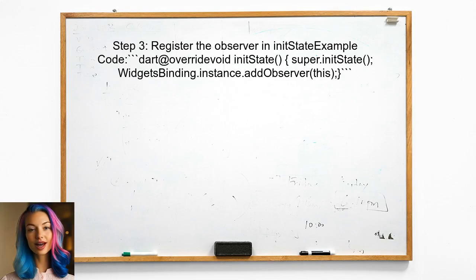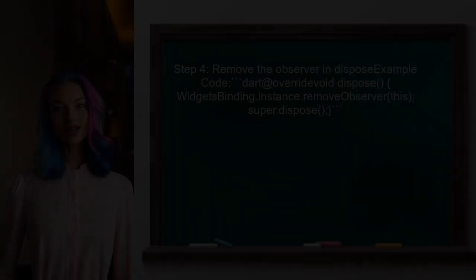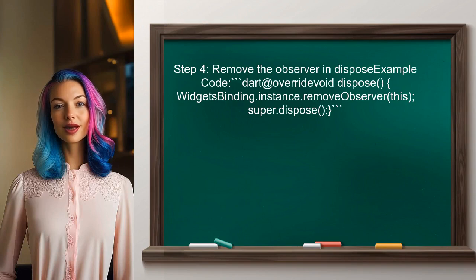Now, the user needs to register the observer in the initState method of the widget. This ensures that the widget starts listening for lifecycle changes as soon as it is created. Finally, the user should remove the observer in the dispose method. This is important to prevent memory leaks when the widget is destroyed.